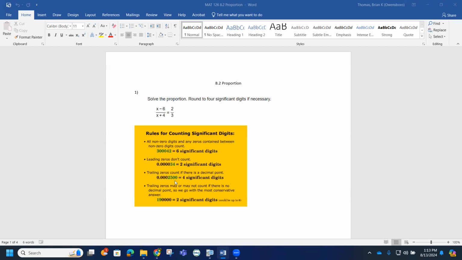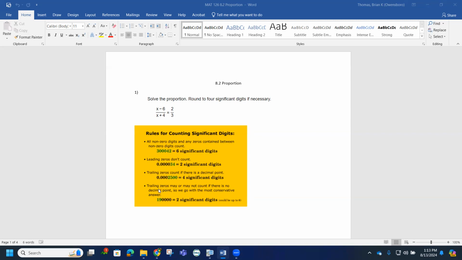So notice how there are 4 significant digits in this example because the trailing zeros are important. So that would be considered 4 significant digits, even though there are 7 digits, or even with this zero here, 8 digits present. Only the last 4 here are considered significant.